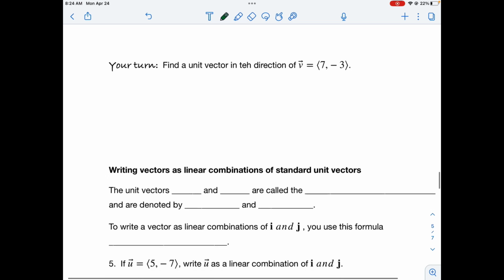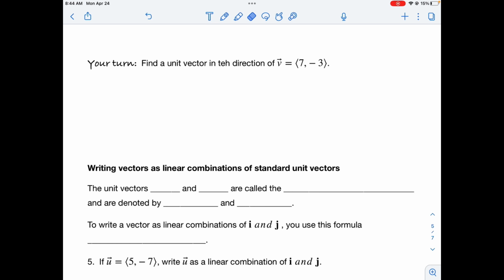Okay, you try this one. This one has a typo. I think I corrected it on yours. It should just read: find the unit vector of v.